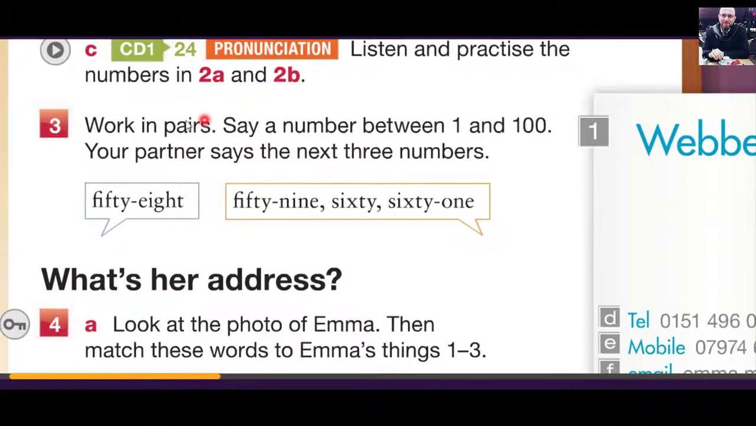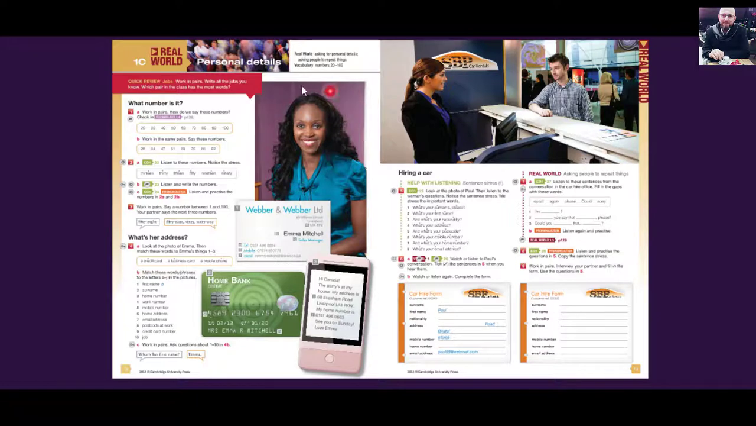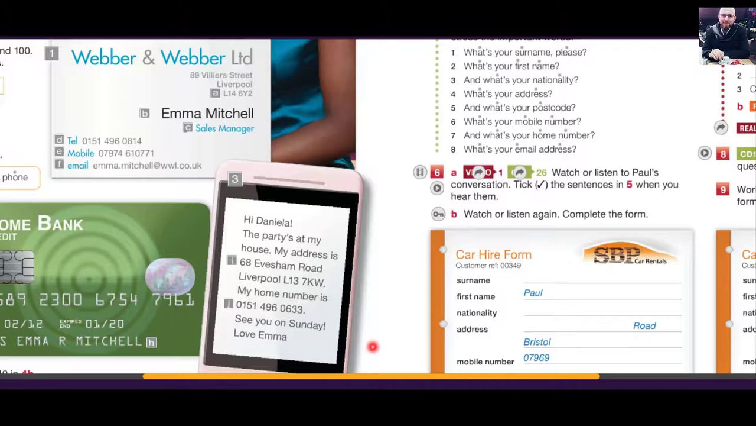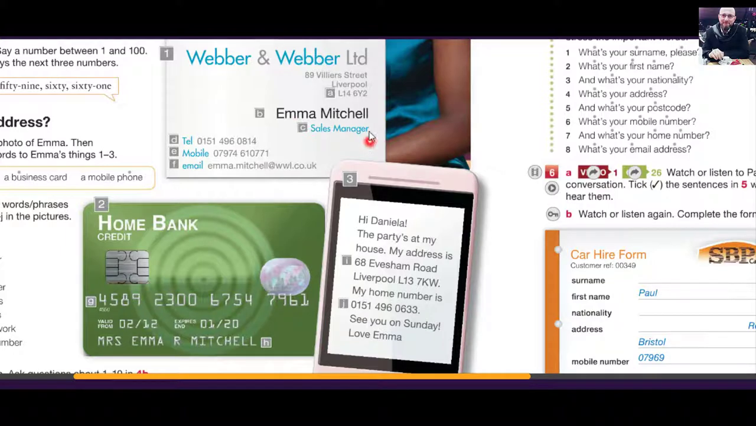Here in exercise number 3, again, if you are in the class, we'll have a game about seeing the numbers all together. And let's move to the next exercise. Look at this girl. Her name is Emma. And here we have these photos for these things, number 1, 2, and 3.